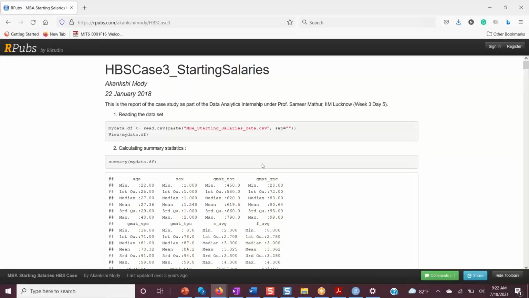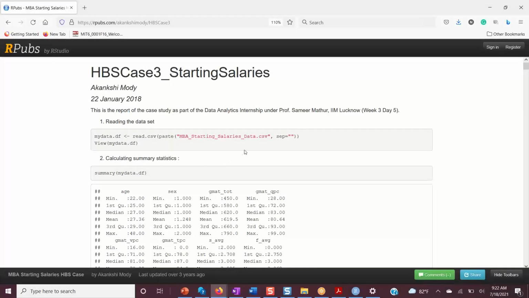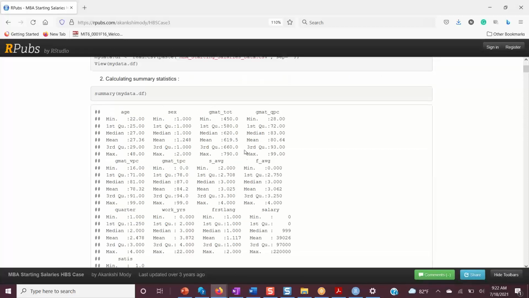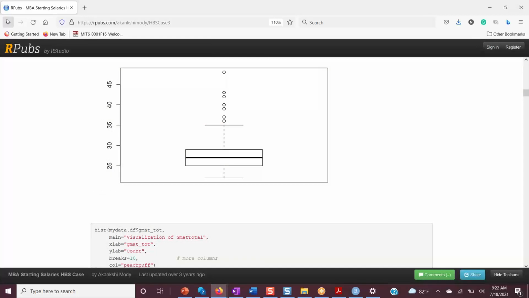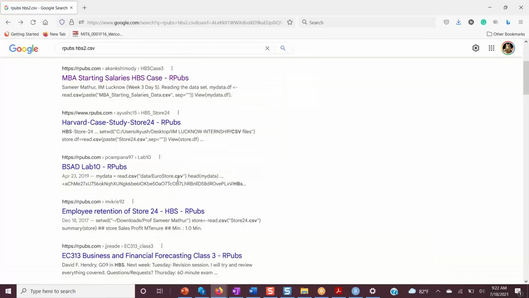All right. This is another data set. This is MBA starting salaries. Not this one. Social economic status.